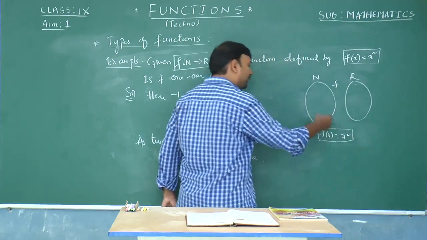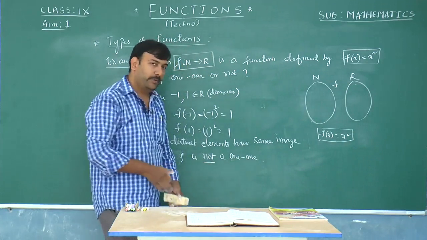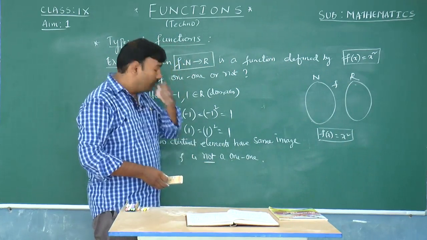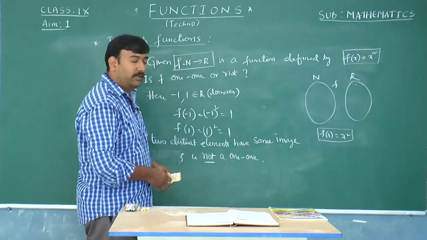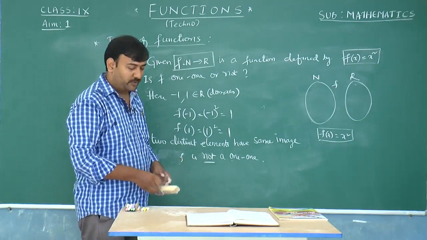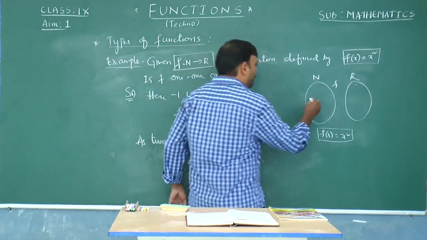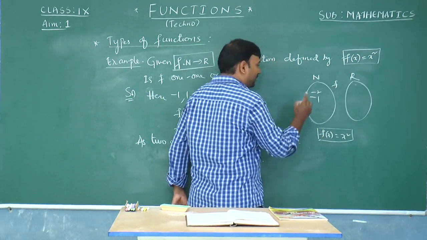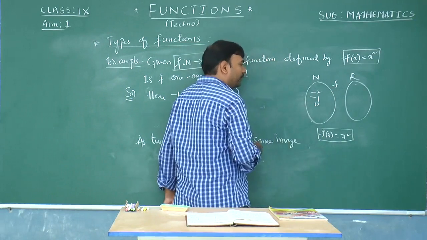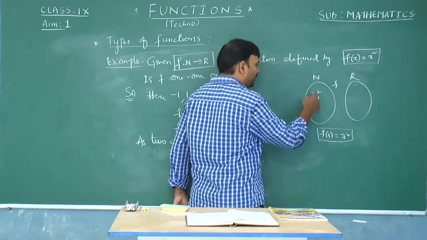So even though the degree is second degree, the domain is N, and because the domain is the natural number set, it does not contain negative numbers. So we cannot take numbers like minus 1, minus 2 in this case, or 0 here, because the domain does not contain these numbers.